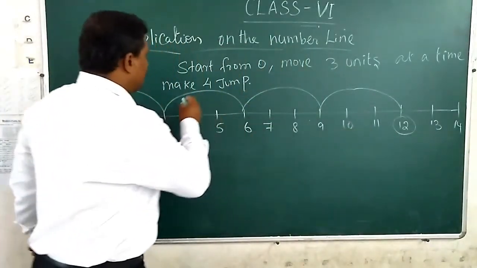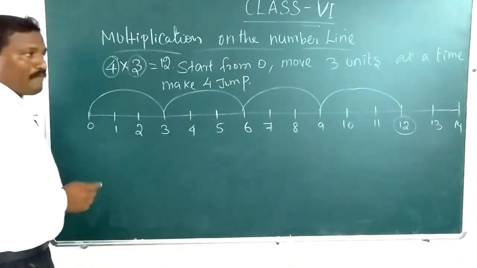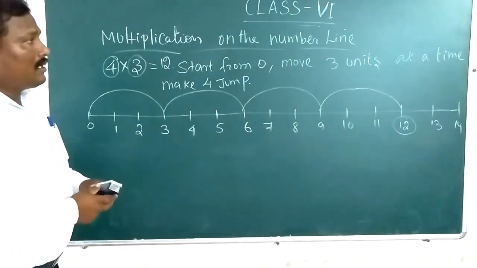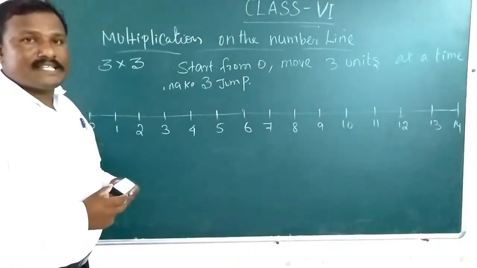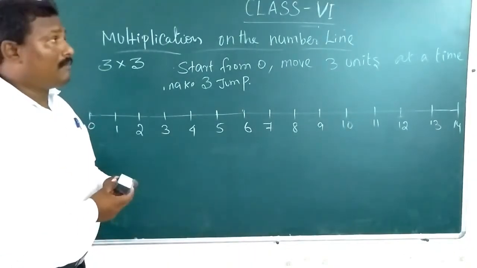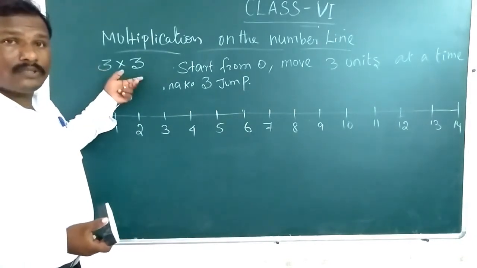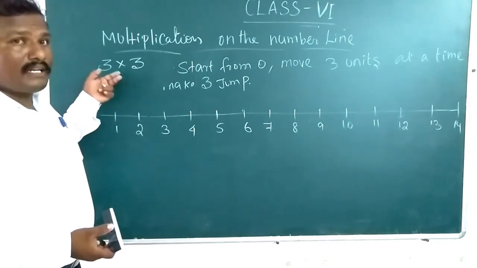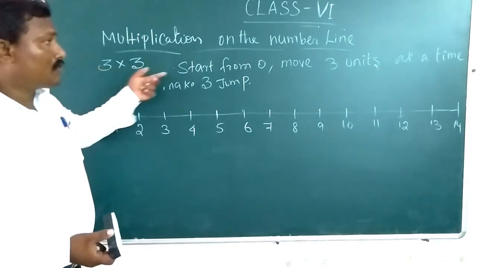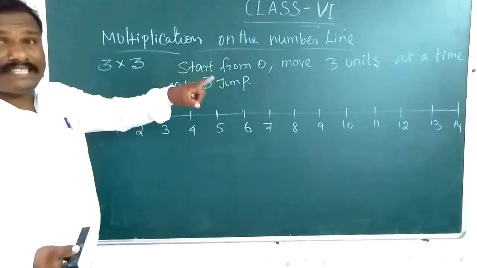So what is the result? 4 threes are 12 only. So this is the way you can multiply using the number line. Okay students, let me take another example of multiplication on the number line. I am taking the example 3 into 3. So how to find the product of these numbers? You start from 0, move 3 units at a time.